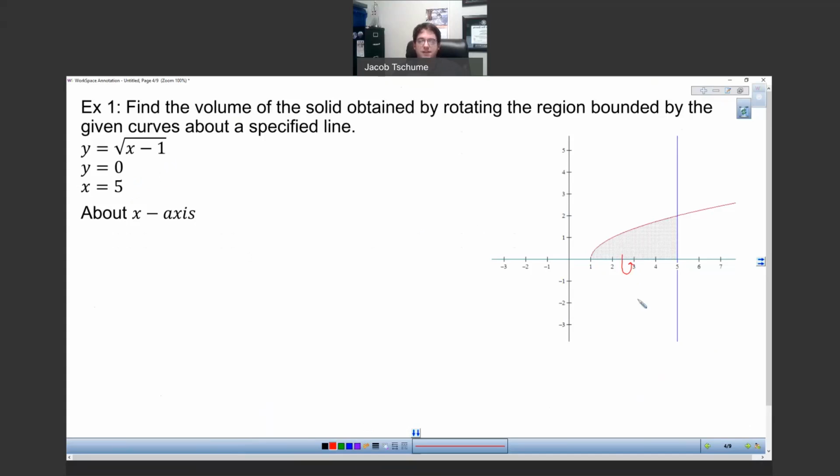So when you set this up, the first thing I notice is that if you are revolving around the x-axis, you must do everything in terms of x. All right, so everything's in terms of x.